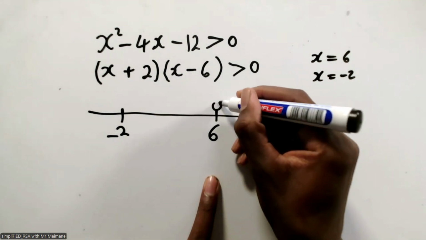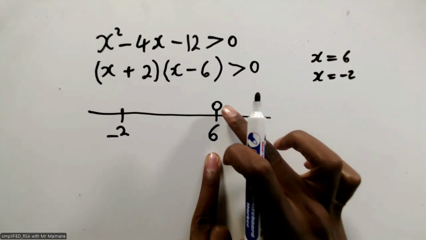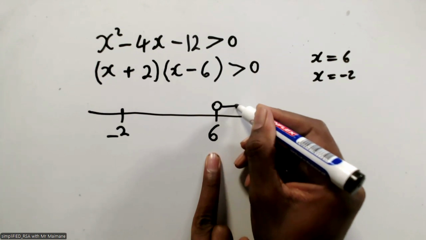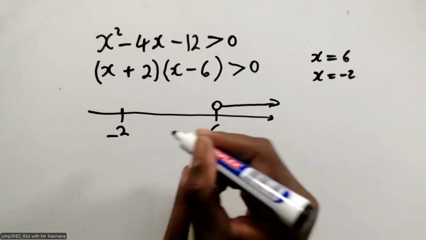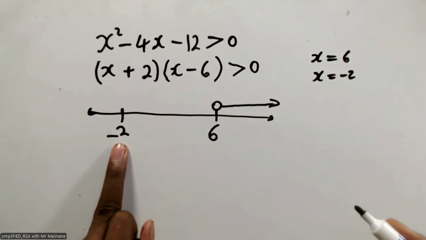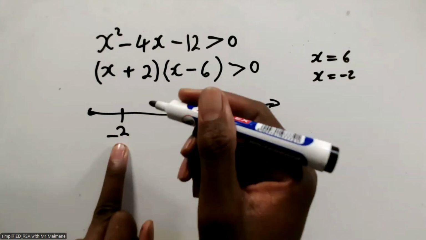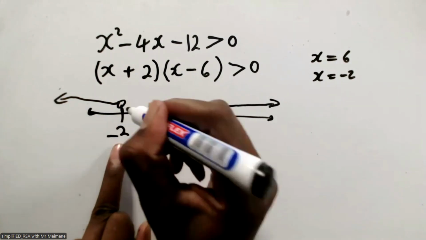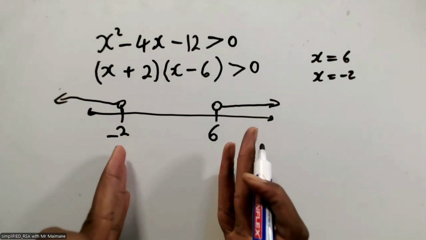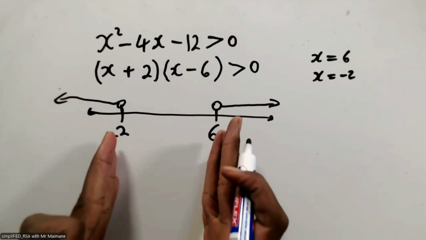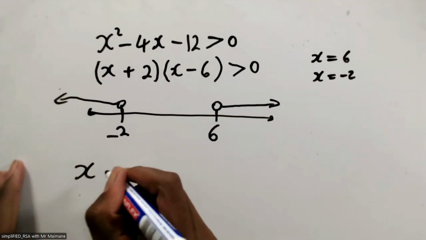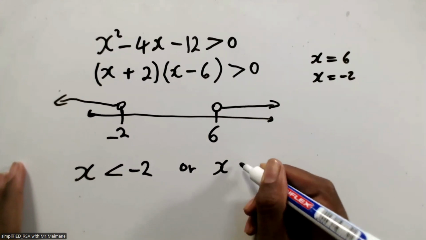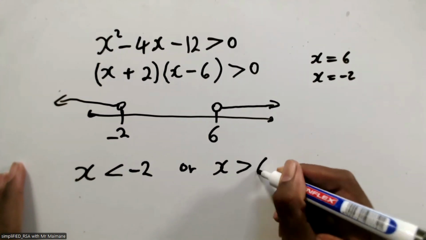So the bigger number, I'm going to show a circle here, but this time around, I'm not going to shade my circle because there's no equal sign underneath. And then this is going to go to that direction. And then for -2, because it's a smaller number, it has to go the opposite direction. So -2 would go to that opposite direction. And then as it is from my number line, I take my solution directly from here. Therefore, x is going to be less than -2 or x is greater than 6.